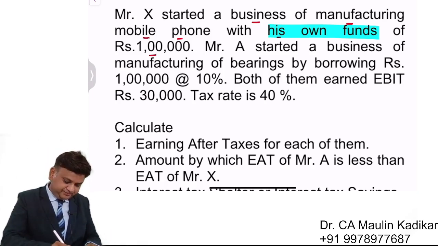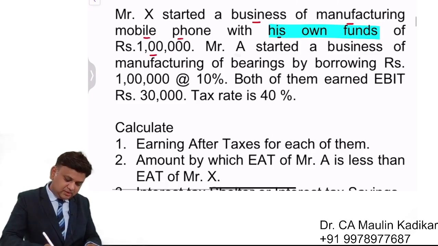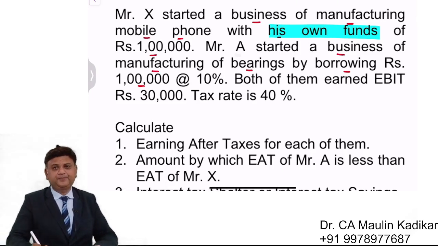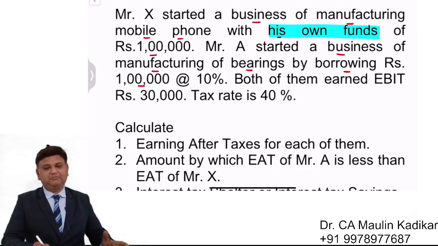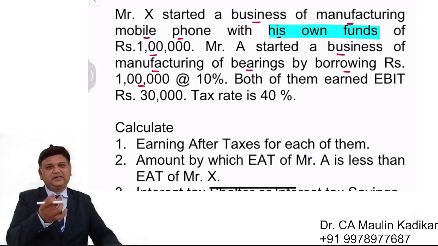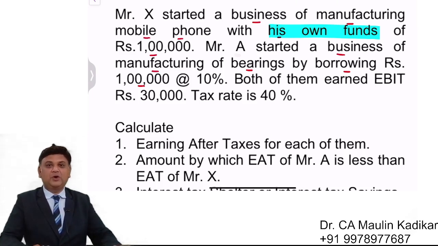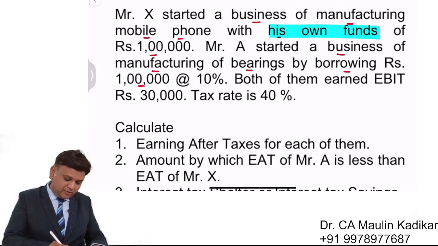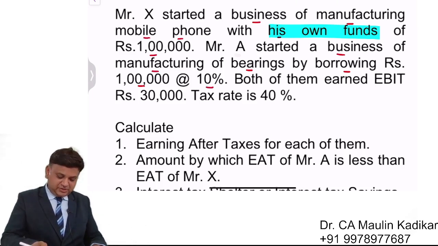Mr. A started a business of manufacturing of bearings by borrowing an amount of rupees 1 lakh. So Mr. X may be a rich person like you, having own funds and started business. Mr. A, a poor person like me, borrowed funds and started the business. Borrowing of the funds is at the rate of 10%.